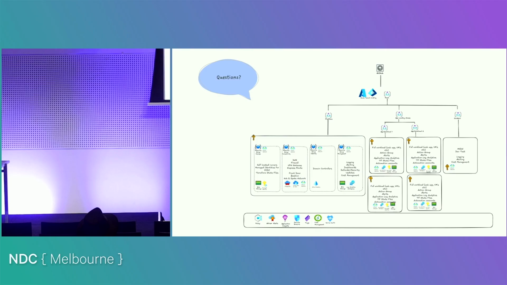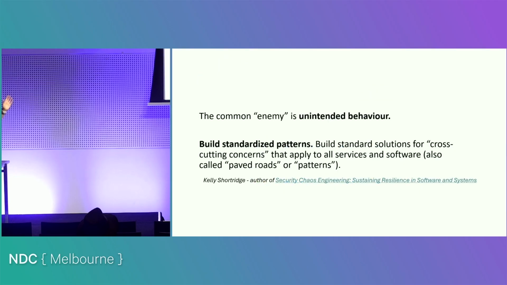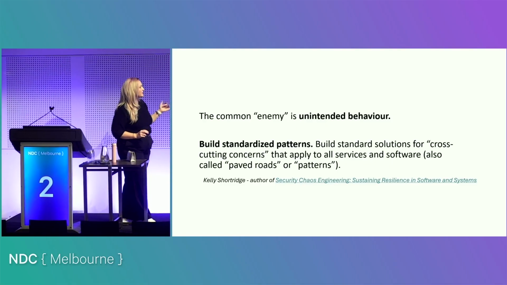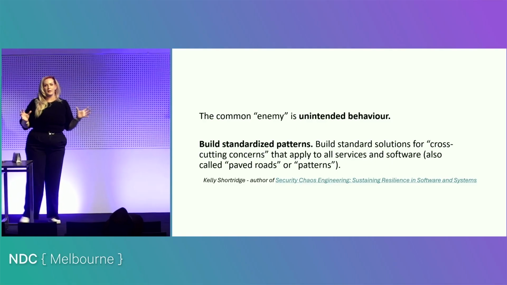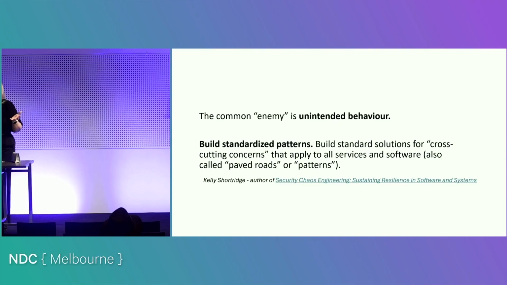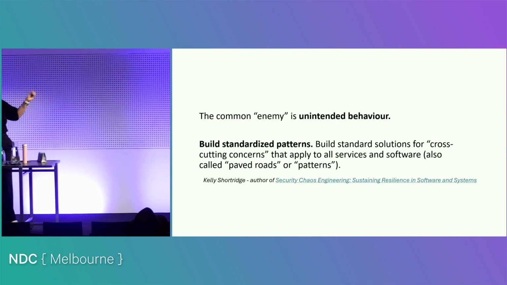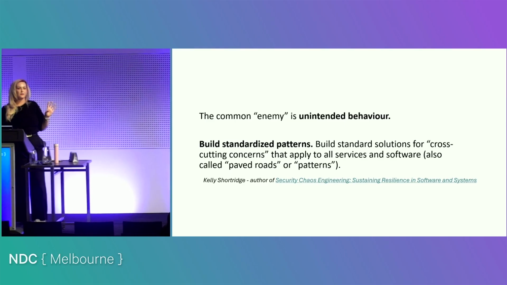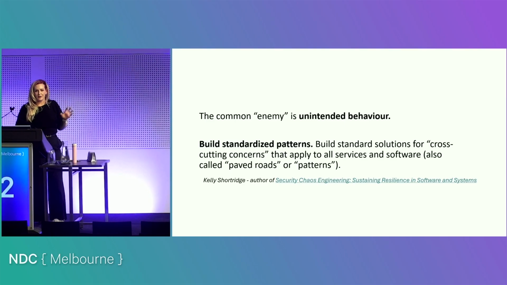Okay, there's this quote that I've used in a few talks because I really like it because it confirms the narrative of my talk, and that's from Kelly Shortridge, and she says, our common enemy across dev teams, across infrastructure, is unintended behaviour. We want to build standardised patterns, we want to build standard solutions to cross-cutting concerns. So we want those paved paths and patterns, and it's been kind of back in the zeitgeist the last few years, the whole platform engineering becoming a thing again.